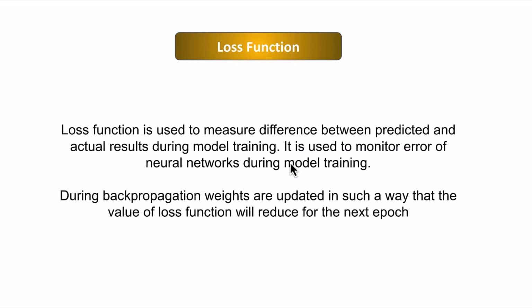So as I told you earlier, when we are passing input data at the input layer and calculating the value of neuron at the output layer, there we are comparing that predicted value with the actual value. So there, to calculate difference between the predicted and actual value, we use this loss function. And it is also called error of neural network because it is indicating the difference between actual and predicted results. And during backpropagation, we are updating the weights in such a way that the value of this loss function is going to reduce for the next epoch.